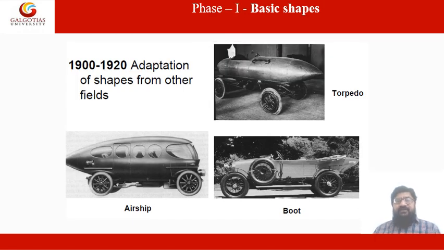So the first phase in the history of development of aerodynamic vehicles was the basic shapes. These basic shapes were adopted from other fields, like we have the airship model of car, the torpedo model of cars, and the boat model of cars. All of these developments happened from the start of the 20th century to 1920.